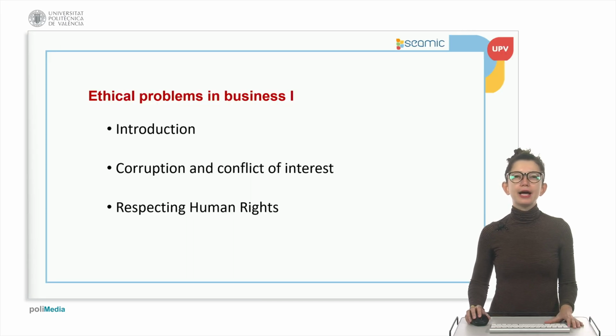Today we are going to have a brief overview of some ethical problems in business. First, we are going to explain what is an ethical problem. Then we introduce two related issues, corruption and conflict of interest. And finally, we will talk about solutions, how to manage human rights violations.